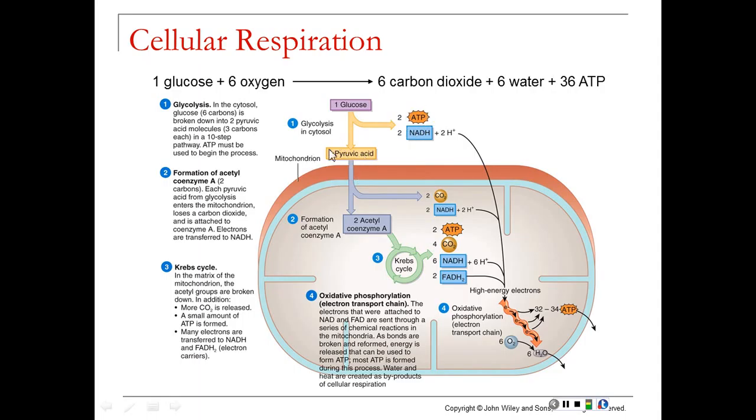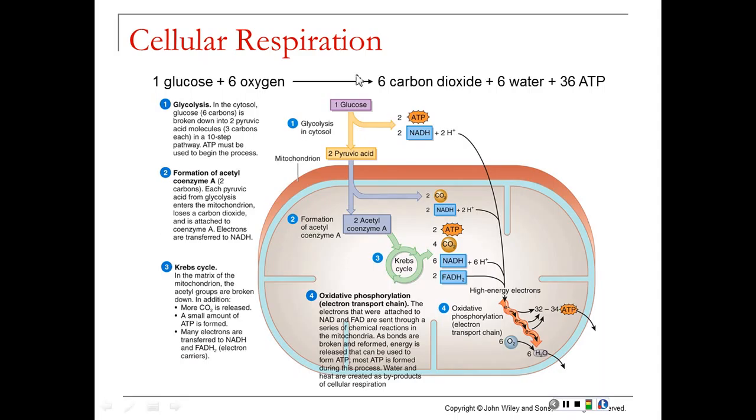The 2 pyruvic acid molecules will enter the mitochondria. The mitochondria are going to perform a cycle called the Krebs cycle. The Krebs cycle will release 2 ATP molecules for energy, as well as NADH and FADH. NADH and FADH are going to travel to another part of the mitochondria where the electron transport chain will take place.